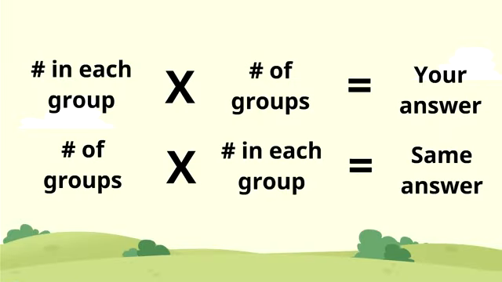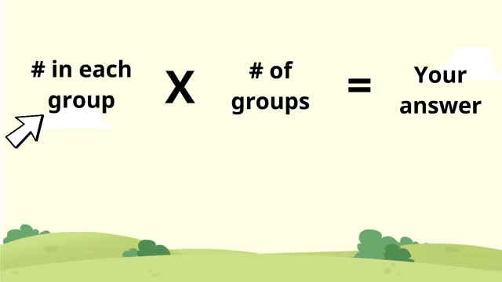If you were to flip the number of groups and the number in each group, you would still get the same answer. Though we still recommend this way. So simple, the number in each group times the number of groups to get your answer.